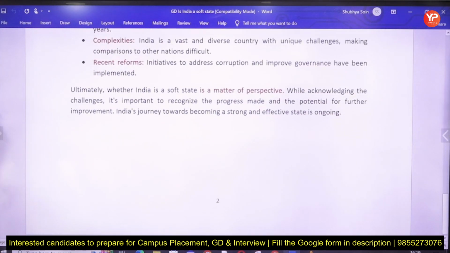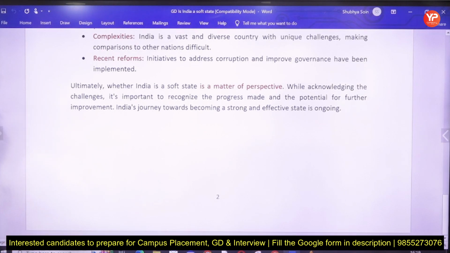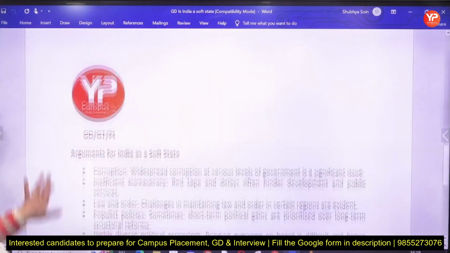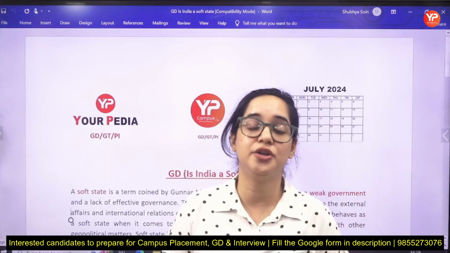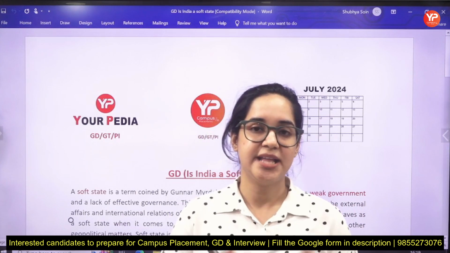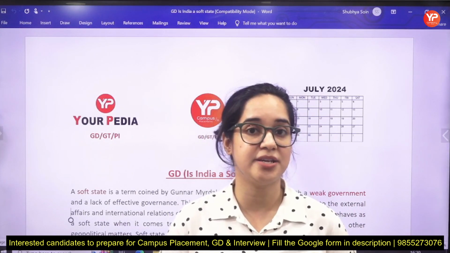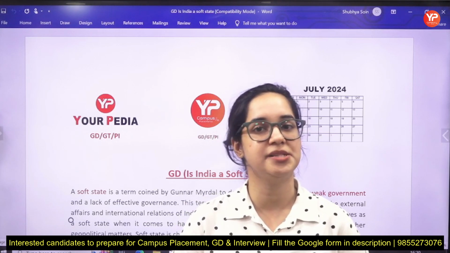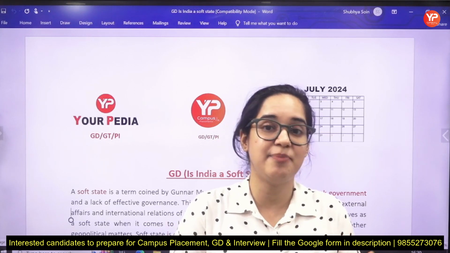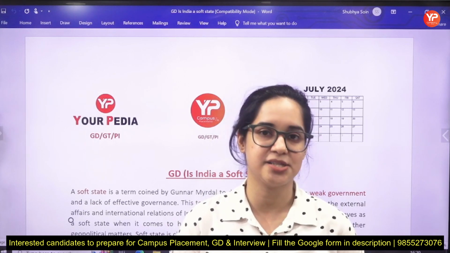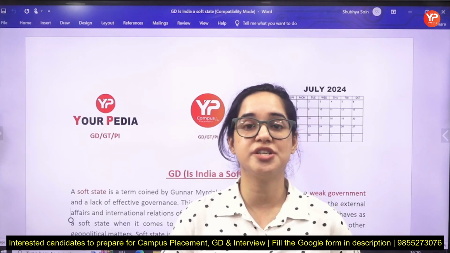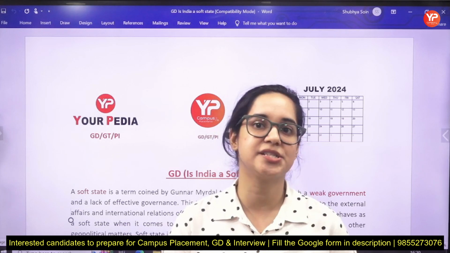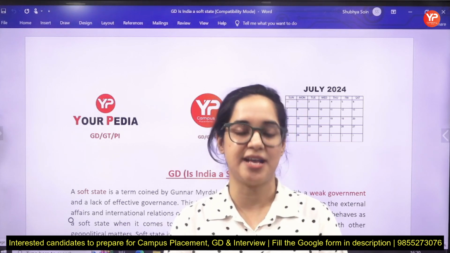So ultimately, whether India is a soft state is a matter of perspective. While acknowledging the challenges, it's important to recognize the progress made and the potential for further improvement. India's journey towards becoming a strong and effective state is going on. Such topics always require a neutral ending, and what I mean by a neutral ending is that yes, we will be working on it and we will never let India become a soft state, but we will be building a strong and efficient government system so that India escapes the environment where anyone calls it a soft state. So I hope this terminology is very clear for all of you, and by the end of this discussion, you're aware of the terminology of soft state.